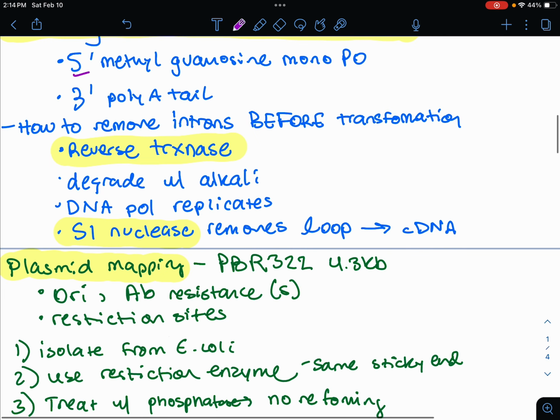You could also use degradation with alkali as another method. You could also use DNA polymerase, which is used to synthesize a complementary DNA strand to the single strand. So this is if you're using a single strand. You could also have the S1 nuclease, and this is going to cut the loop out of the strand. Then once that's finished, you have some double-stranded cDNA, or complementary DNA.